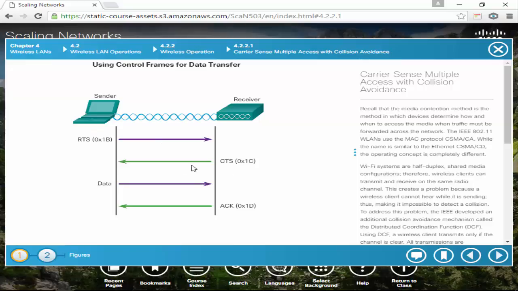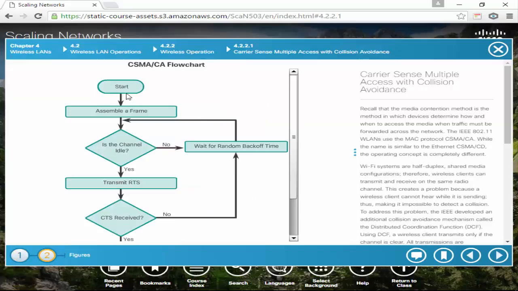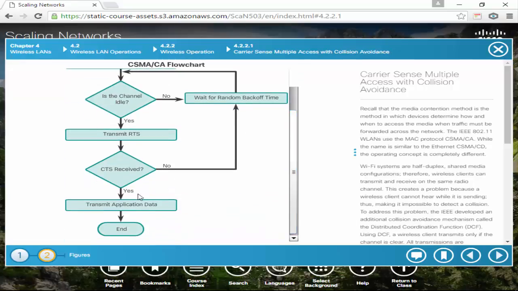All right, so request to send, clear to send, data sent, acknowledged. How does this work? Here we go right here. So they start sending. The wireless access point assembles the frame. Then it asks, is it clear to send? If the answer is no, wait for a random back off time. If the answer is yes, transmit the request to send. Does it receive a clear to send from the access point? If no, wait for a random back off timer. If yes, transmit application data end.